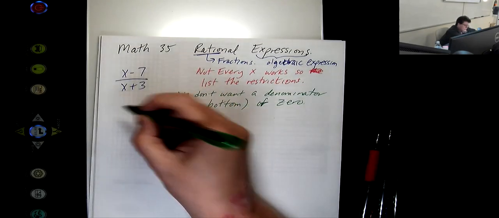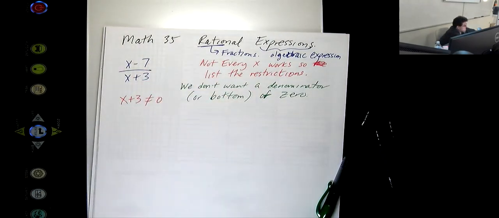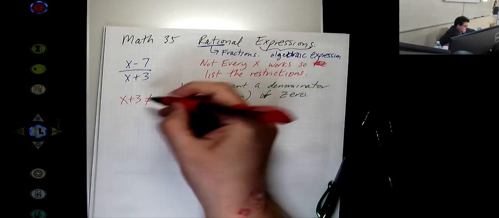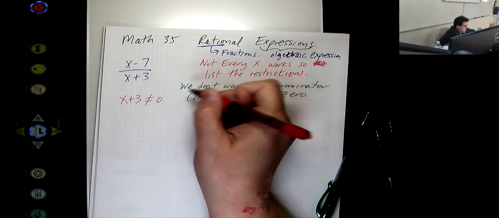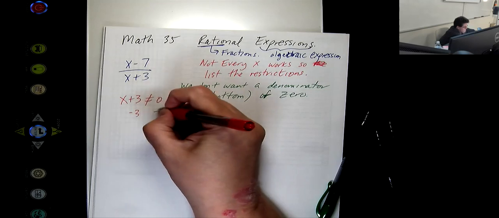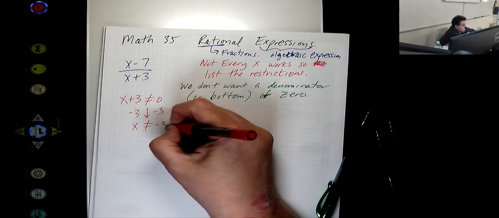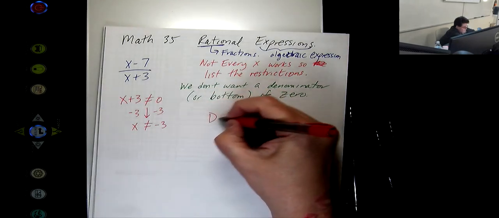So I don't want x plus 3 to equal 0. I don't know that we've done any solving of equations yet. I know we've done a lot of factoring, but I don't know that we've actually done that. To find out what x can equal, you can either guess and check or do some critical thinking, or if I subtract 3 from both sides, that'll keep things in balance. And I can say x cannot equal -3. This is called a domain restriction.